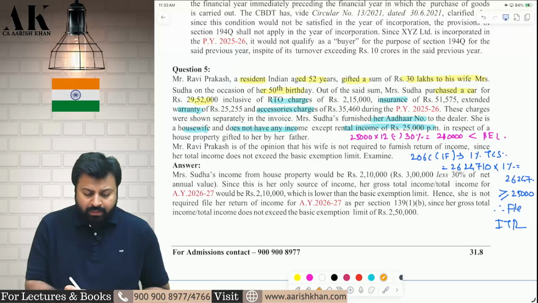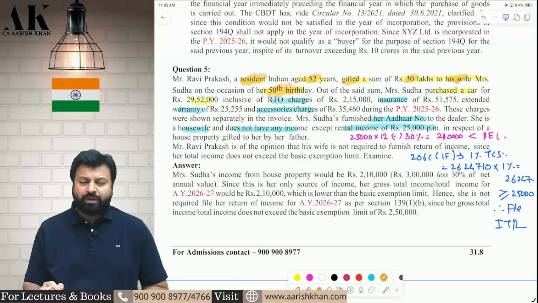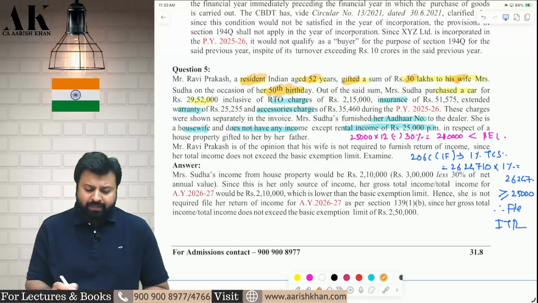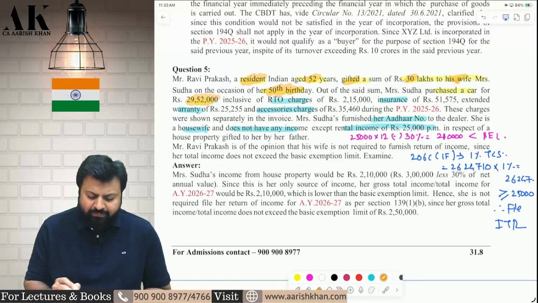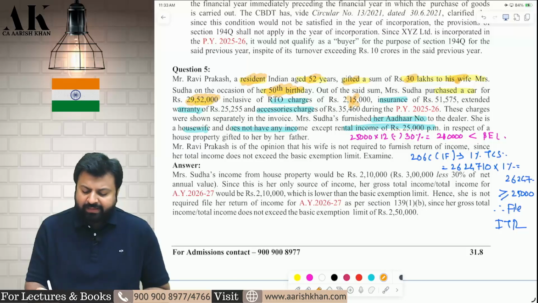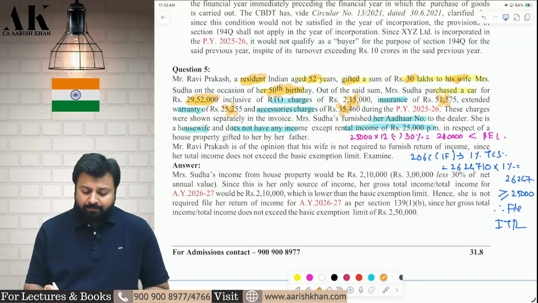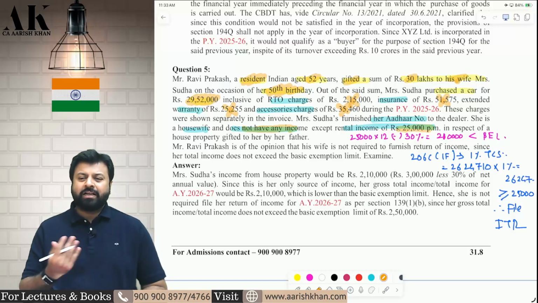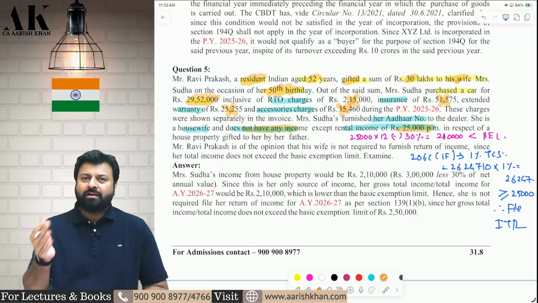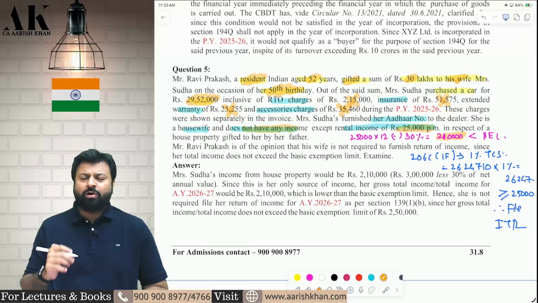Very good question. Mr. Ravi Prakash is aged 52 years. He gifted 30 lakhs to his wife on her 50th birthday. So husband is giving 30 lakh rupees to wife on birthday. What does wife do with that money? Wife purchases a car of 29,52,000, which includes RTO of 2,15,000, insurance of 51,000, warranty of 25,000 and accessory charges of 35,000. Now obviously, wife does not have any other great income. She only has 25,000 rupees rental income. 25,000 rental income is how much? It is around 3 lakh rupees income. On that 30% standard deduction will be available. Therefore, the net income will be 2,10,000, which is lower than basic exemption limit.